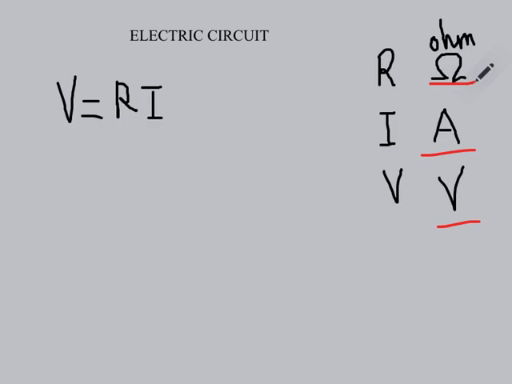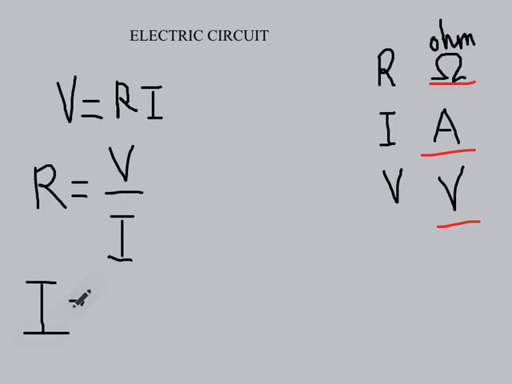So if you are given a voltage in millivolts, you have to convert it to volts before you do the calculation. Electric current in milliamperes, you have to convert to amperes. If the resistance is in kilo-ohms or mega-ohms, you have to convert it always to the single units. So from this equation, we can derive, for example, that R would be V divided by I, and same thing, I equals V divided by R.